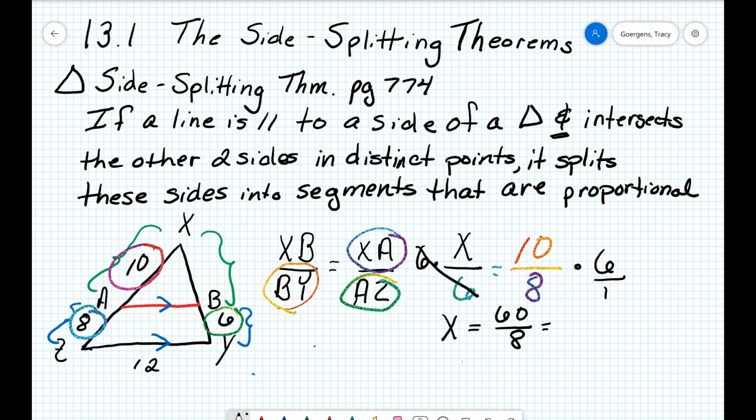60 divided by 8 gives me 7.5. So our value here for XB would be 7.5. Okay, so we're able to set up that relationship. Now, if we want to find out the value of AB, it's right here.